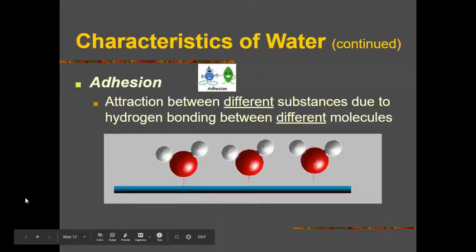Another characteristic of water, because of polarity and hydrogen bonding, is called adhesion. And adhesion, I really like this diagram. We've got our little water holding hands with something else. And that's what adhesion is: water being able to hydrogen bond and stick to a different surface. And so it would be these water molecules sticking to whatever surface this is.